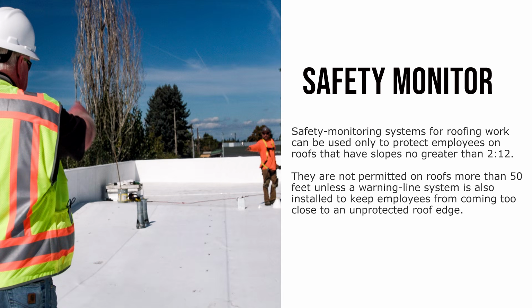Safety monitoring systems for roofing work can be used only to protect employees on roofs that have slopes no greater than 2:12. They are not permitted on roofs more than 50 feet unless a warning line system is also installed to keep employees from coming too close to an unprotected roof edge.